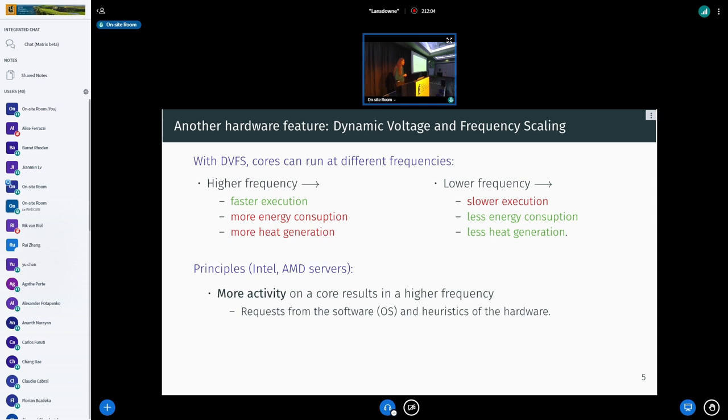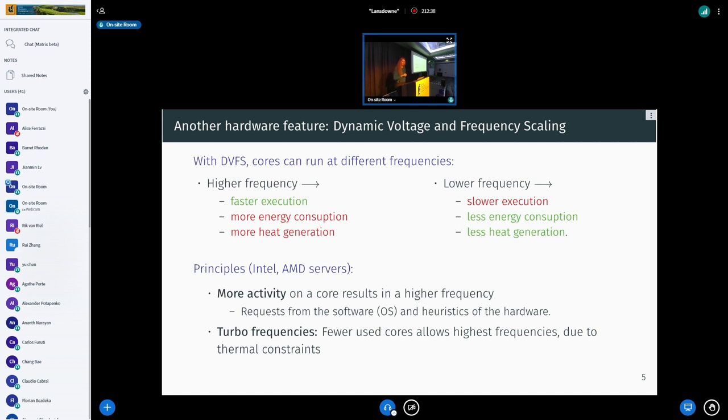This is implemented in some cases by the operating system, which may decide what frequency should be used based on recent activity and expected future activity. It may also be decided by the hardware itself, which observes that a lot of things have been happening on a certain core, which causes the frequency of the core to go up. There's another feature which is called the turbo frequencies. The machine has some nominal frequency, and the turbo frequencies are some higher frequencies that can be used.